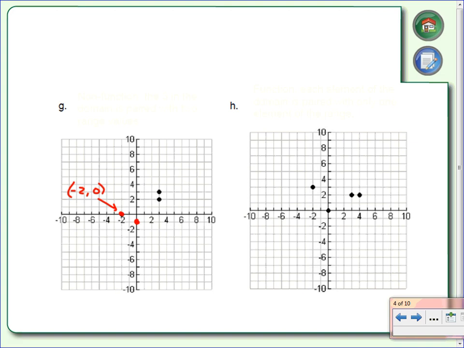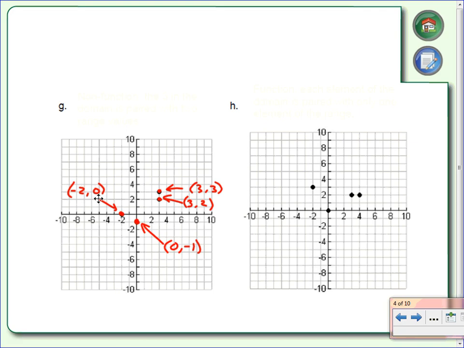What about this point right here? What's that ordered pair? 0, negative 1. There it is. Now let me go to this point right here. What's this ordered pair? 3, 2. And then finally, this ordered pair right here is 3, 3. All I've done is taken each ordered pair and written down their x and y values.